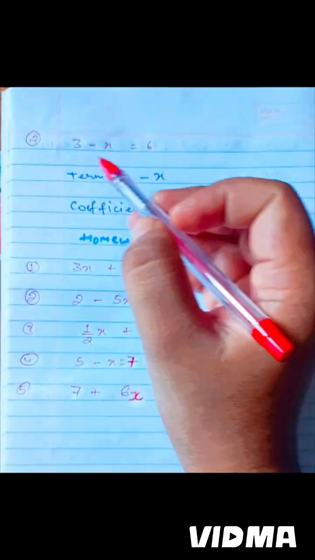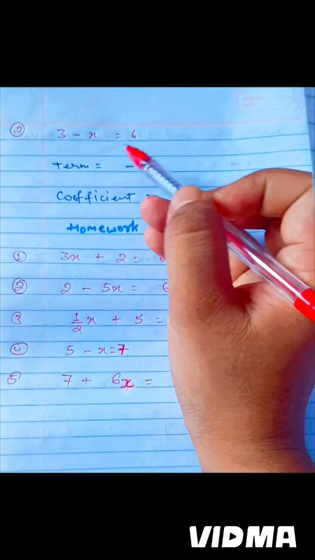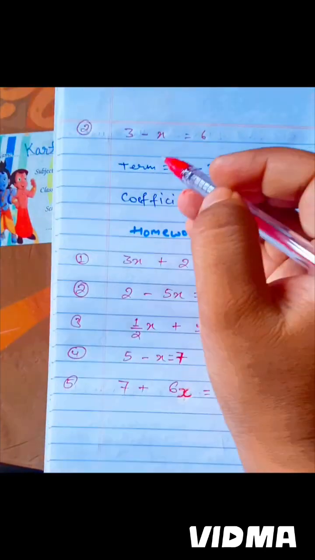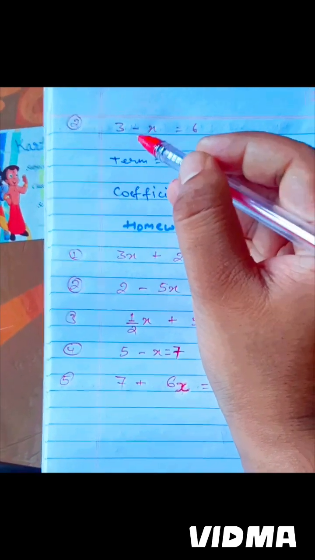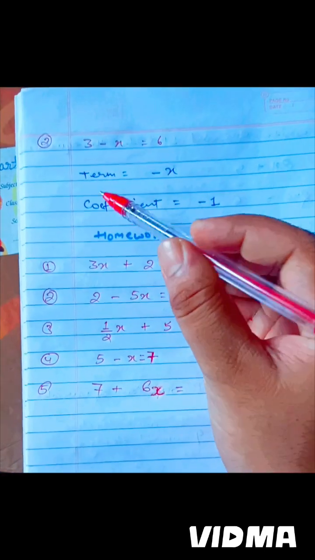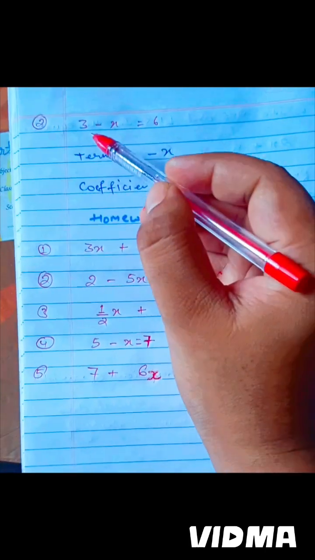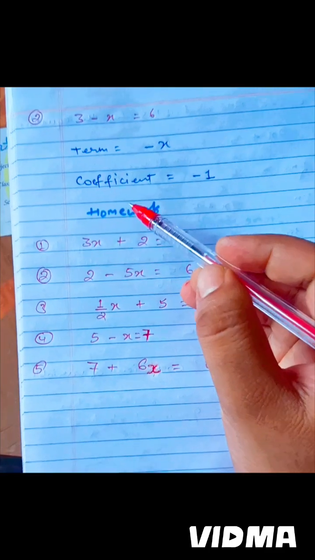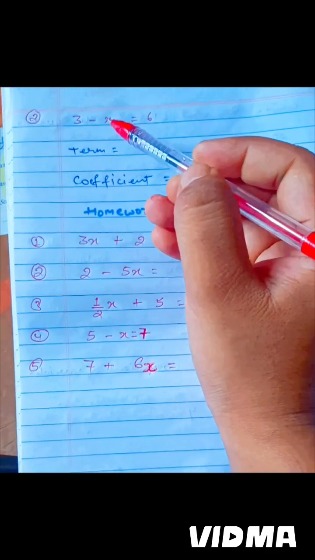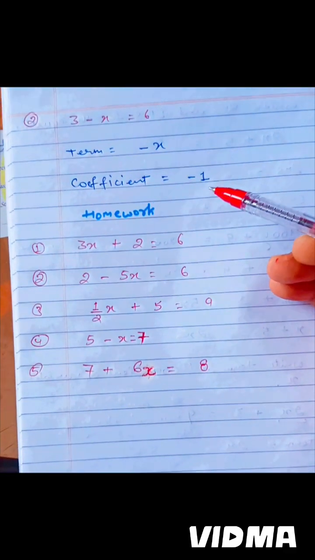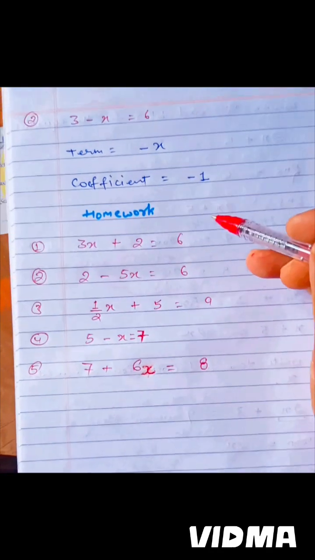See in this another example, the equation has 3 minus x equals 6. See there is 3 separated from x by a minus. So these are two different terms. The term for x is minus x. That is considered also with sign, and the coefficient, because this is a single x, no number is there, so the multiplier identity, the coefficient, is 1, because 1 into x is also x.